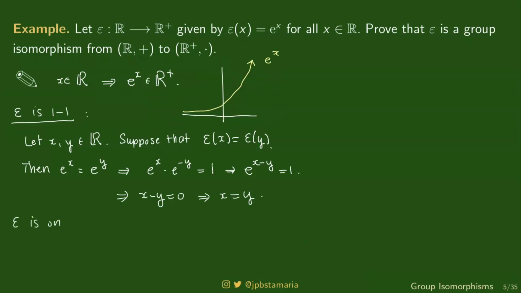Epsilon is onto, given ito kasi from your calculus class, you know that the range of the natural exponential function is the interval from 0 to infinity or R plus. There's really no need to check that. No? Okay, why is it operation preserving?